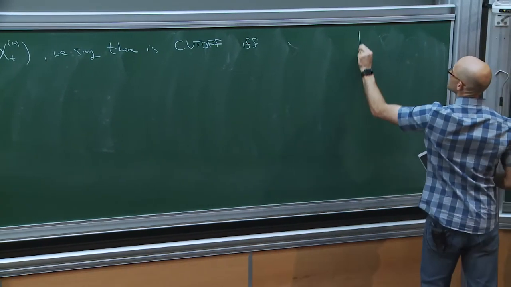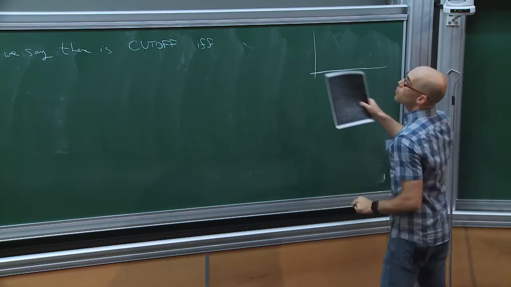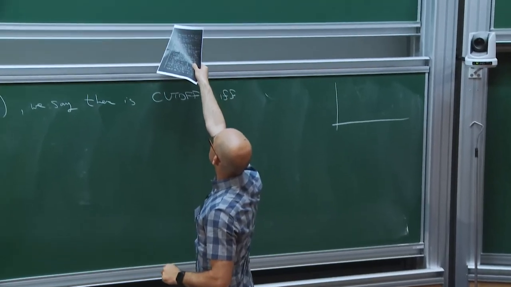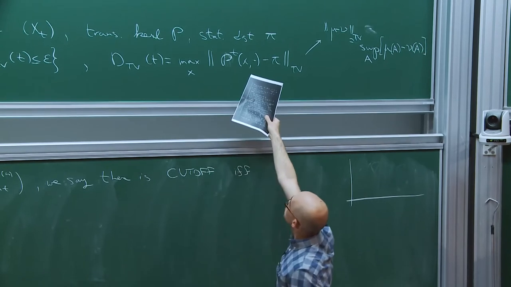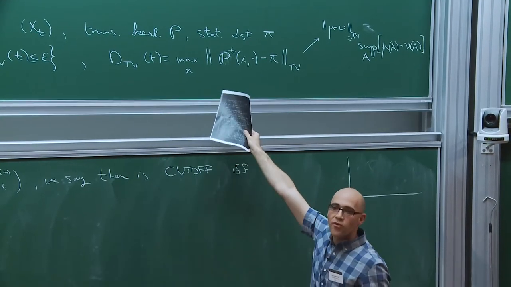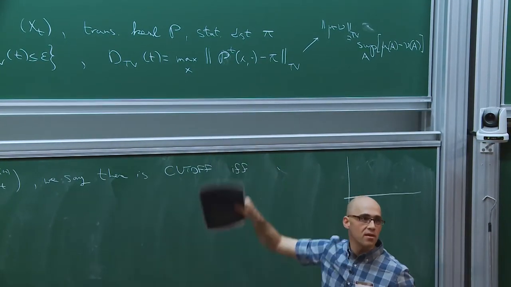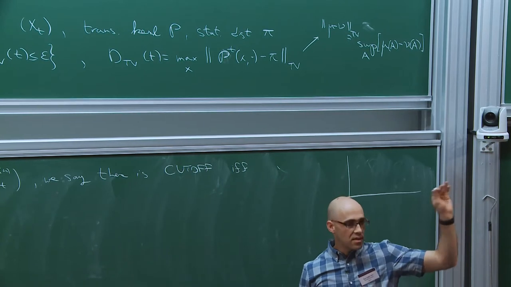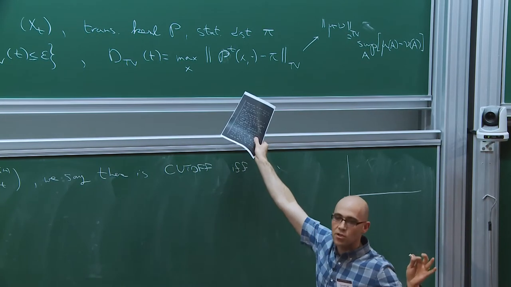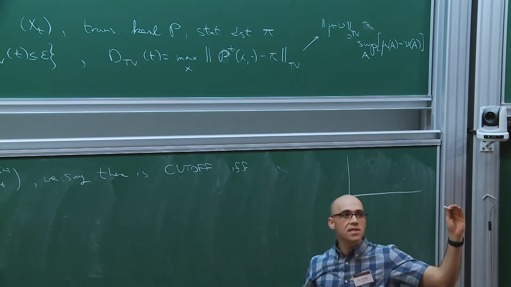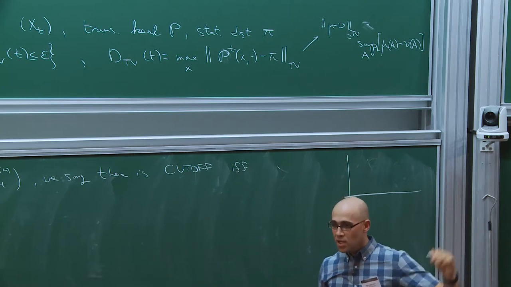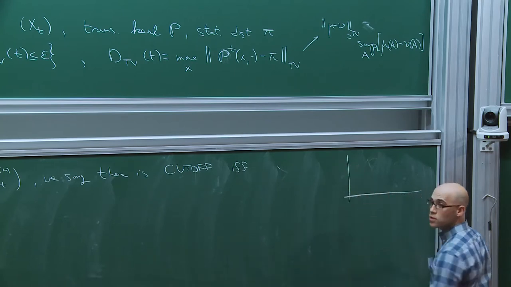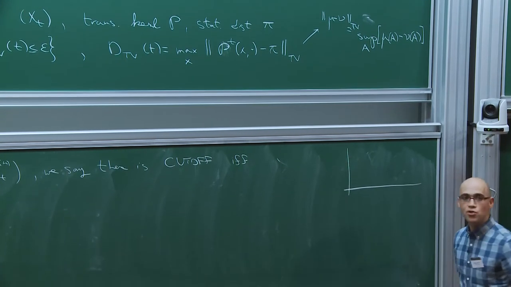And what does it mean, this t_mix of epsilon? We are looking at the total variation distance. Now let's say that you forget about this maximum over x. Let's fix one x, and we have one system on n sites. And now we are slowly increasing t. The distance to the stationary distribution is non-increasing.